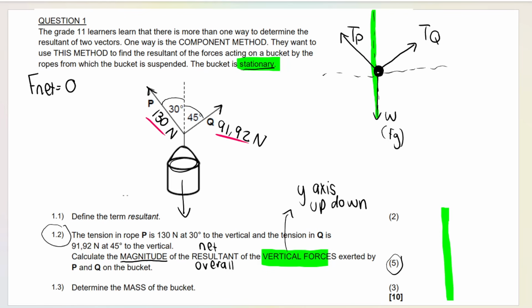Now, you guys can tell me, you can pause the video if you need a chance to think about it, which forces out of these three that I drew here act vertically, up or down?